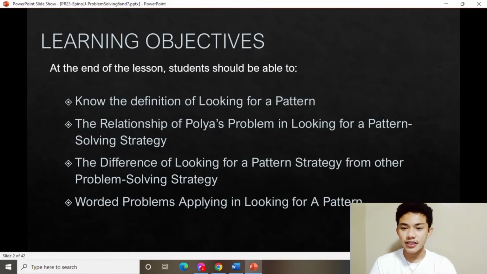Learning objectives. At the end of the lesson, students should be able to know the definition of looking for a pattern, the relationship of Polya's problem in looking for a pattern solving strategy, the difference of the looking for a pattern strategy from other problem-solving strategies, and worded problems applying looking for a pattern.